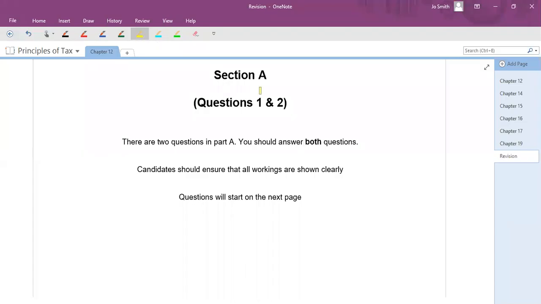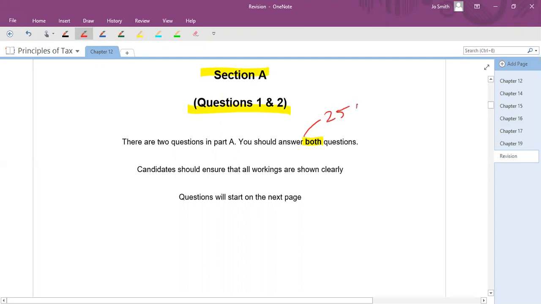So section A, first of all, then, we've got two questions in this section and you must answer both of them. So they are compulsory questions and each one is worth 25 marks. So the total for this section, as I've mentioned already, is half of the paper. So you need to get familiar with what sort of things you're going to get in section A, because if you can't answer these two questions, you've already thrown half of your marks away.